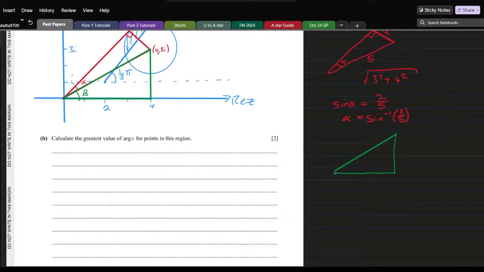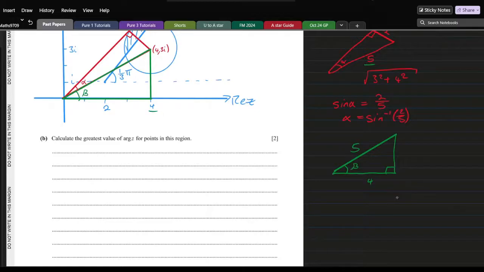This is our triangle here. This is the angle beta, that's the angle we're looking for. We know that this line here, this hypotenuse, is a length of 5 units. It's the modulus of our complex number. And then we know that the distance from here to here would be 4 units because of this 4 over here.